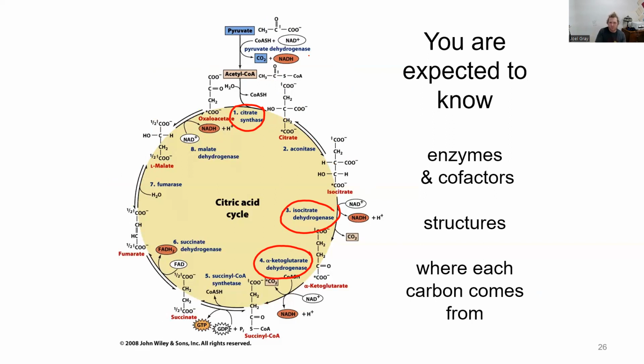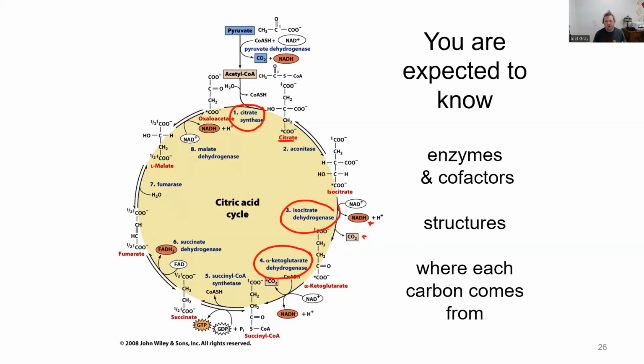Well, 1, we're forming our 6-carbon molecule citrate, and we're releasing CoASH, or the reduced form of our coenzyme A. Next up, isocitrate dehydrogenase, we have our decarboxylation and the formation of NADH. Then alpha-ketoglutarate dehydrogenase, well, we also have a decarboxylation and formation of NADH.